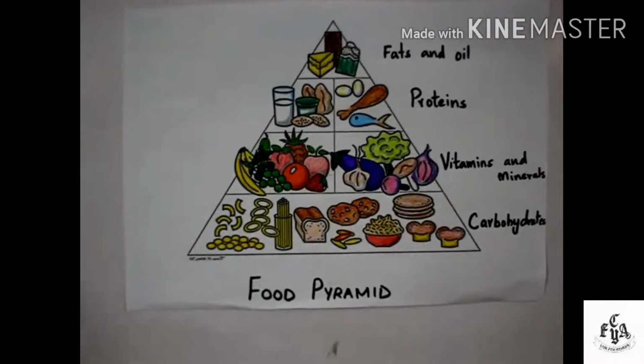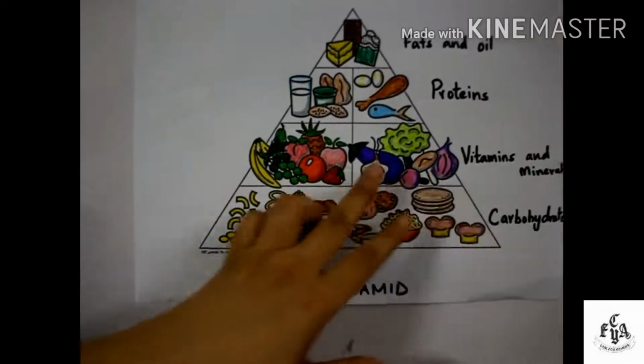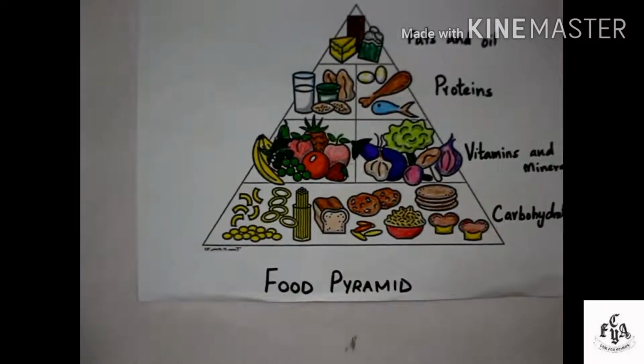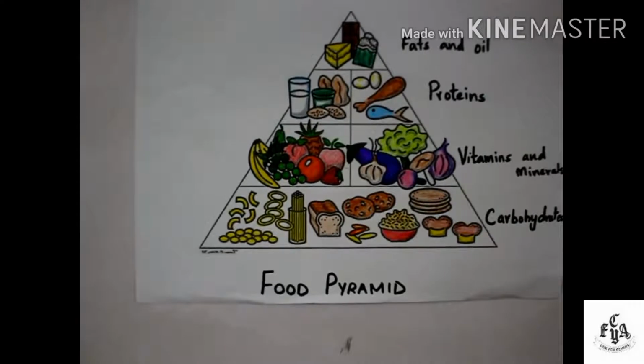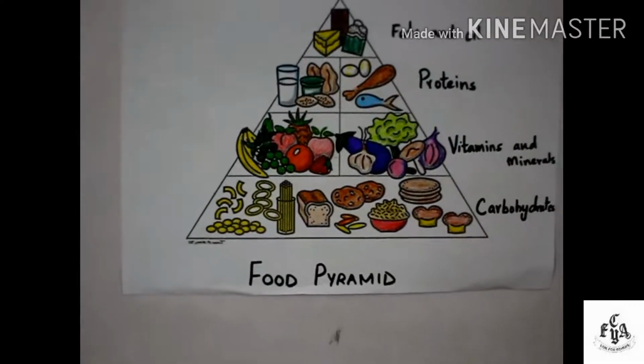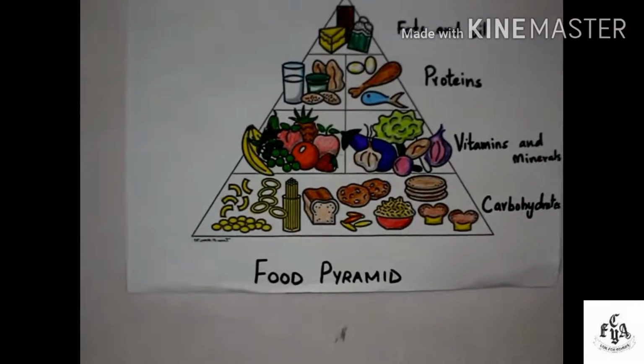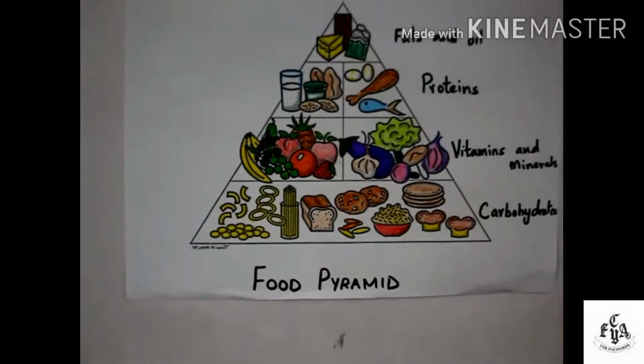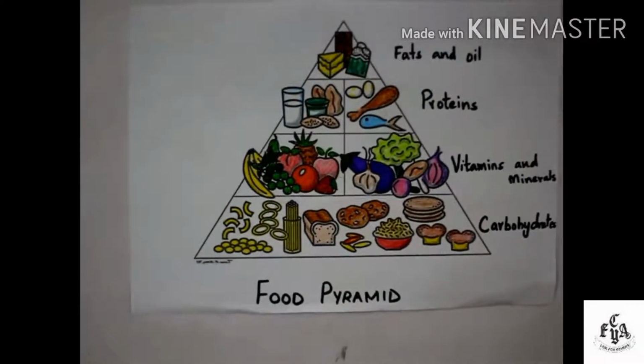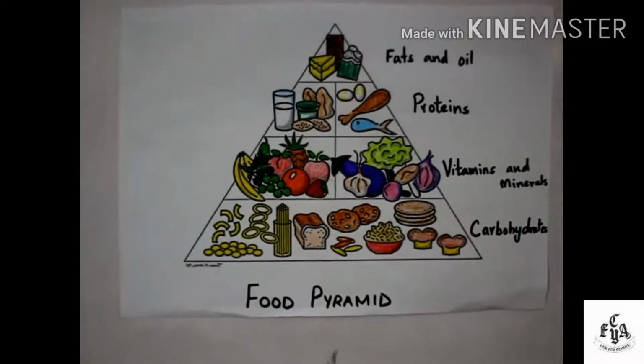We have 15 different kinds of minerals in our body. We need them, and the most important is calcium, which is found in milk and eggs, and it is important for the bones and teeth, and iron, which is found in liver and spinach, and it helps in making red blood cells.